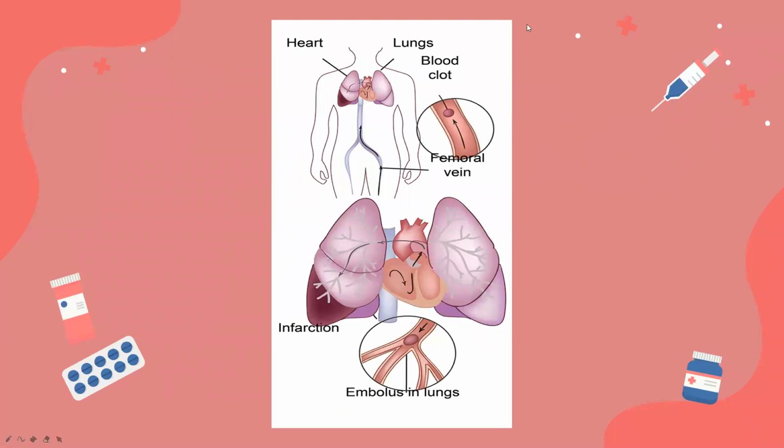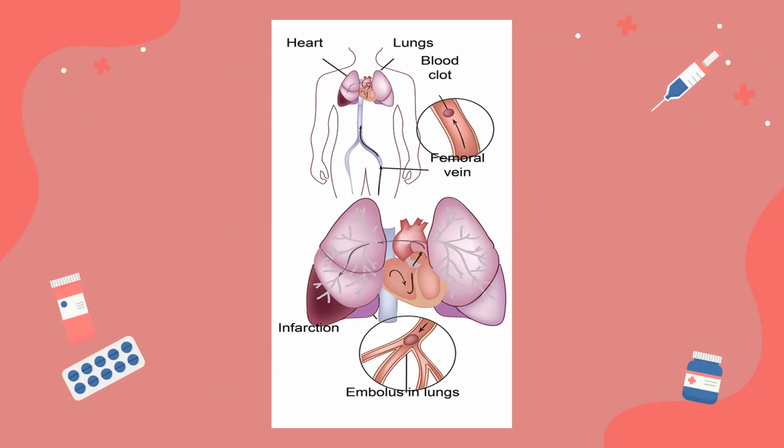As you can see in this diagram, the thrombus here is detaching itself from the femoral vein and circulating in the blood, and finally it goes on to attach into the lining of the lungs. And here we can see that the emboli is embedded in the veins of the lungs. So this is how pulmonary embolism progresses.